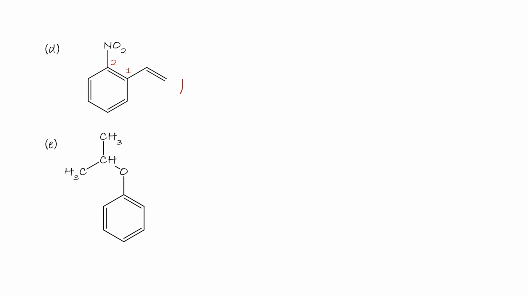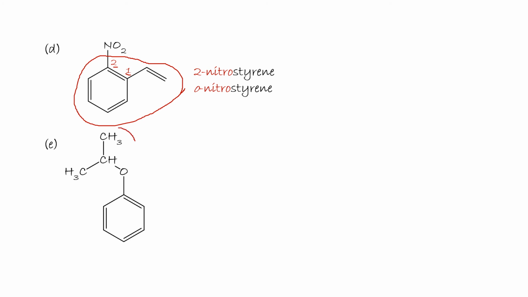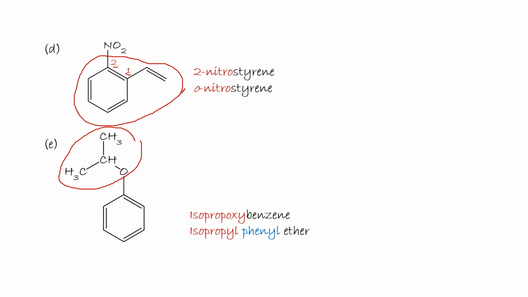Here this compound is styrene. Well, this is number 1, and this is 2, so that's 2-nitrostyrene or ortho-nitrostyrene. For this compound we have an isopropoxy group on benzene, so that's isopropoxybenzene, or isopropyl phenyl ether.